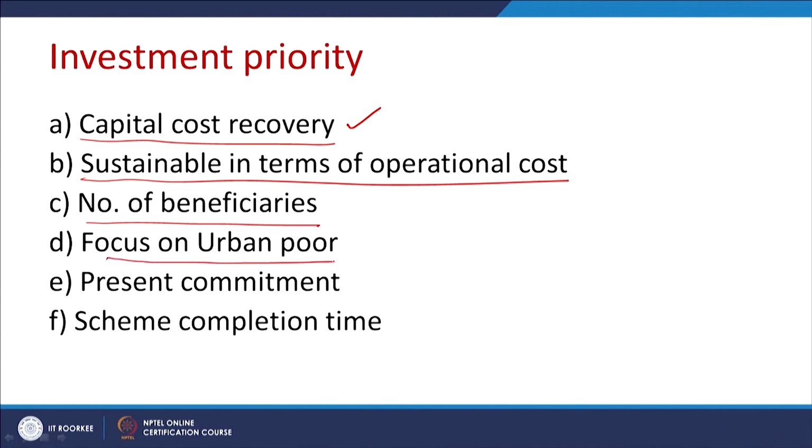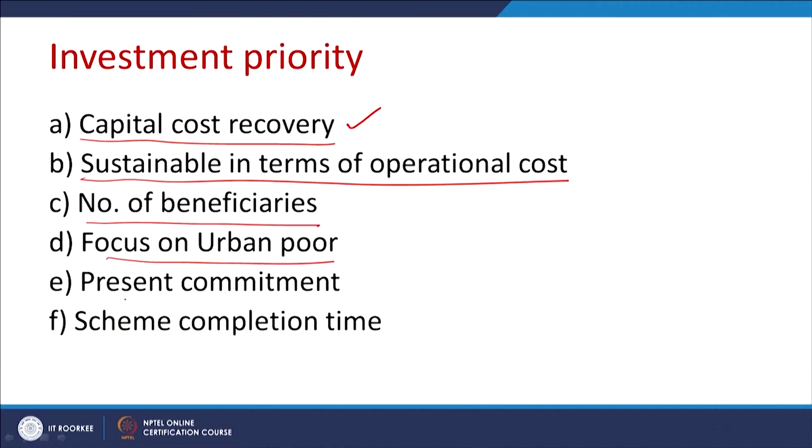Focus on the urban poor. If the share of the beneficiaries served by this particular investment is more on the urban poor, that is first priority. Present commitment: have you already committed this project to the people during your participation? If you have already committed, definitely it needs some more priority and preference.